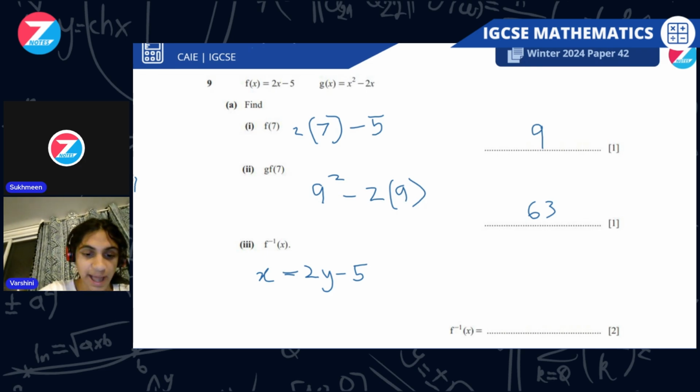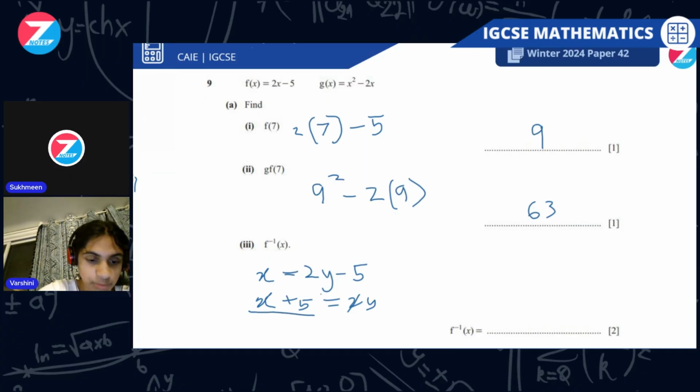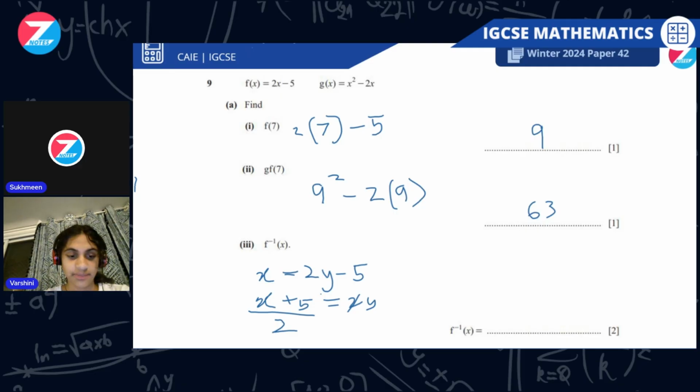So we can just add 5 to both sides. x plus 5 equals 2y. And now we can divide both sides by 2 to remove 2 from the y side of the equation. And this will be our answer for f inverse of x. So we can write x plus 5 by 2.